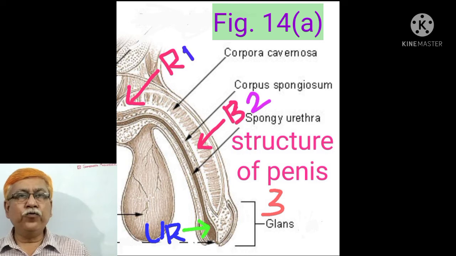Penis is divided into three parts: root, body, and glans. Look at the diagram, you will find these three parts here. Root: this part of the penis is attached to the pubic arch and is invisible. Body: it is the visible portion of the penis. Glans: the corpus spongiosum extends distally to form the glans.